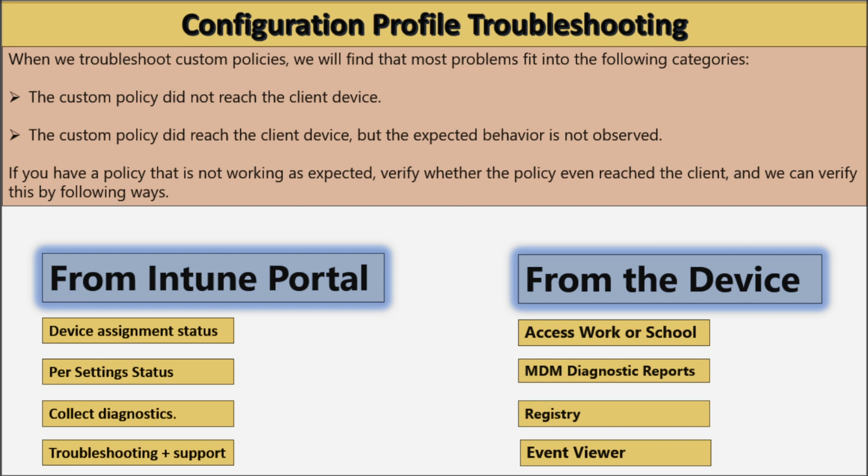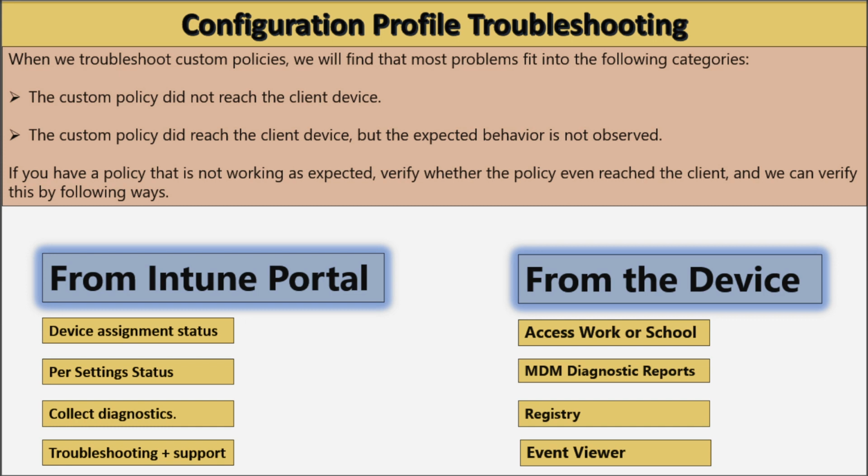So if you have any policy that is not working as expected, verify whether the policy even reached the device. We can verify that the policy reached the device from the Intune portal as well as from the device end. From the Intune portal, we have four options. We can check the device assignment status, we can check the per setting status, we can collect the diagnostic logs to find the policies reached on the device, or we can use the troubleshooting and support option to see whether the policy is assigned to the device or not.